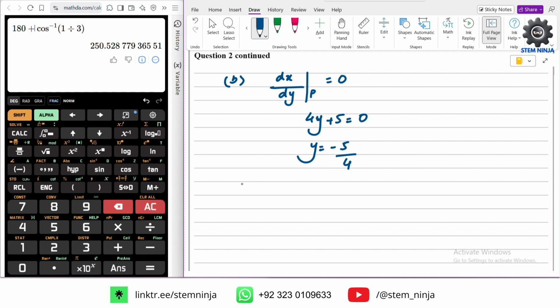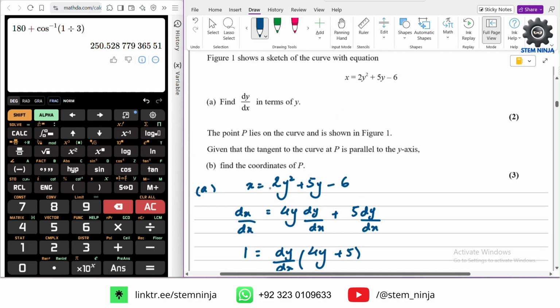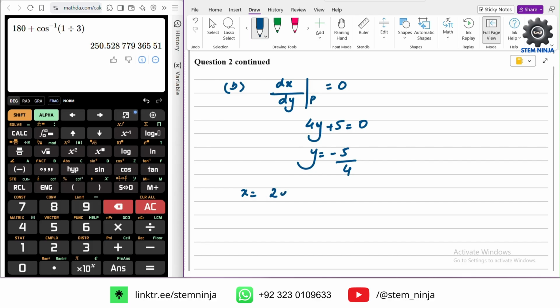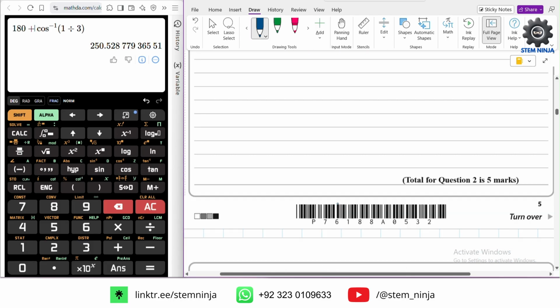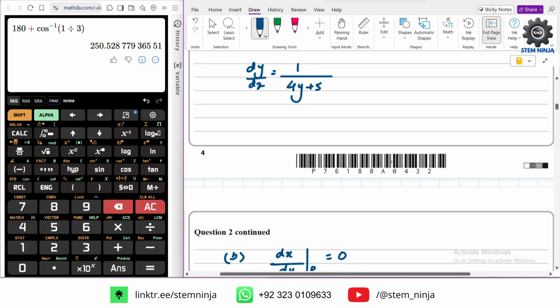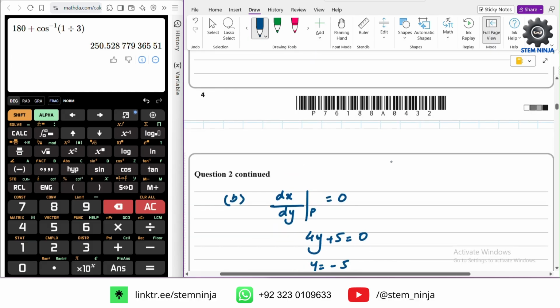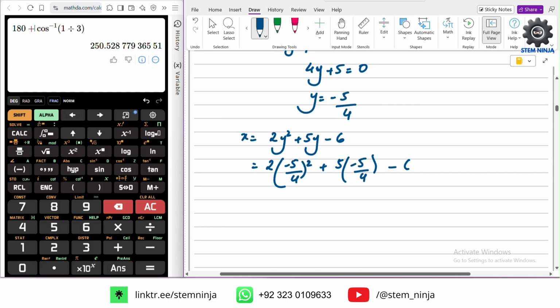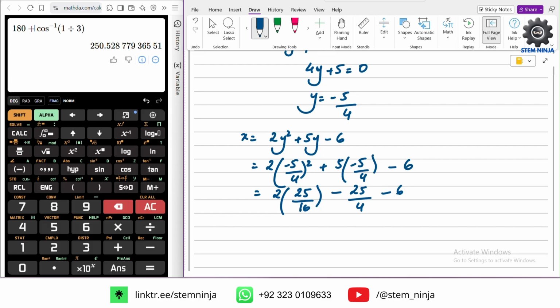And we also need the x, so therefore x would be 2y squared plus 5y minus 6, just to make sure that this is the equation, right. 2 times (minus 5 over 4) squared plus 5 times (minus 5 over 4), right, okay. And minus 6. So 25 over 16 minus 25 over 4 minus 6, so 50 over 16.